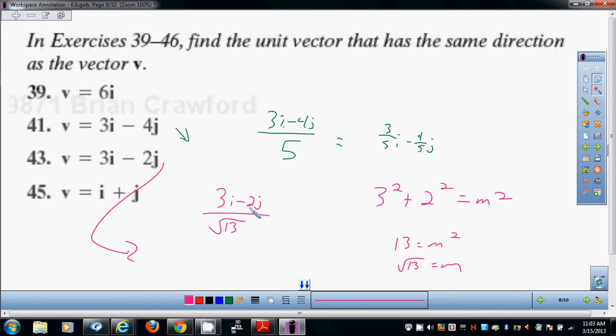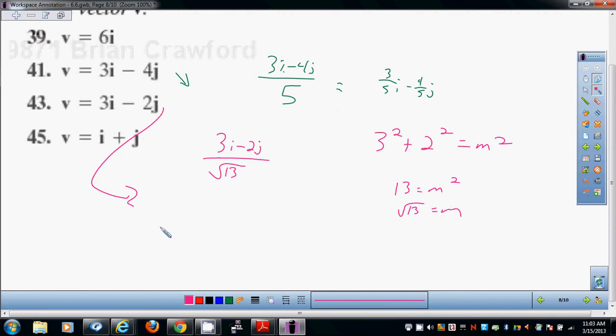Who remembers how to rationalize? Marco. Exactly. Multiply both the top and the bottom by radical 13 over radical 13. So that would become 3 radical 13 over 13i minus 2 radical 13 over 13j. It's just the vector over the magnitude, and you may have to rationalize.